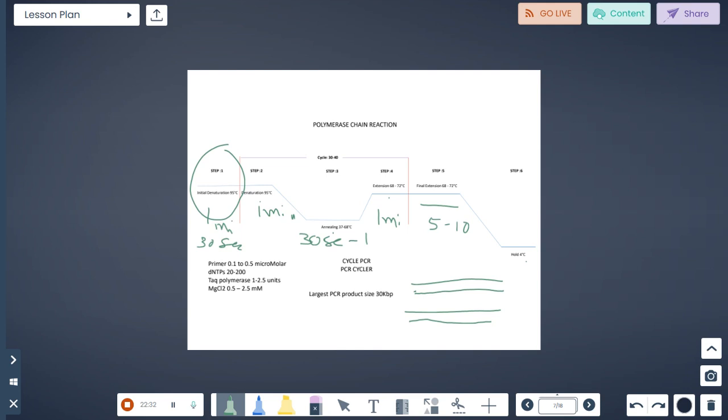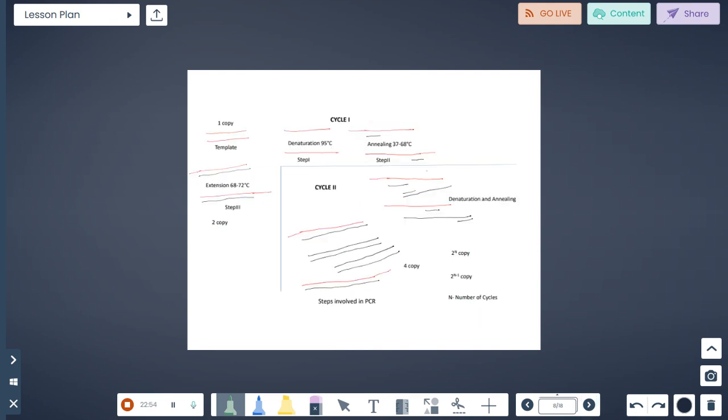So if you see, there are 6 steps: step 1, 2, 3, 4, 5, 6. From step 2 to step 4, it is actually a looped process. This will continue for around 30 to 40 cycles. That is how PCR product is accumulating. This is actually the reaction going on inside the PCR tube.